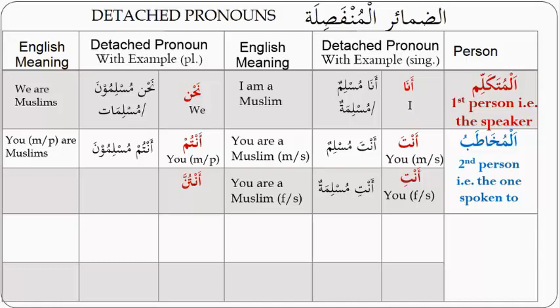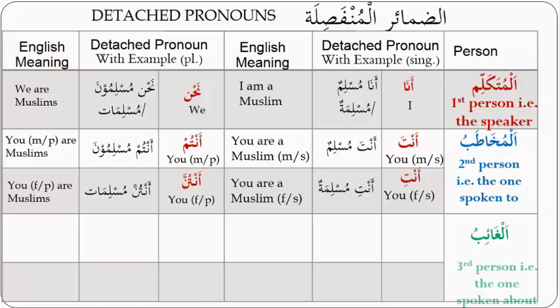Then we have antunna. Antunna also means you, but it is feminine plural. Anta means you, antum means you, anti means you, antunna means you. But in Arabic it is very clear. Anta is you, masculine singular. Anti is you, feminine singular. Antum is you, masculine plural. And antunna is you, feminine plural. Antunna, remember it's feminine, so it will be muslimatun. Antunna muslimatun, so it will be you, feminine plural, are Muslims.